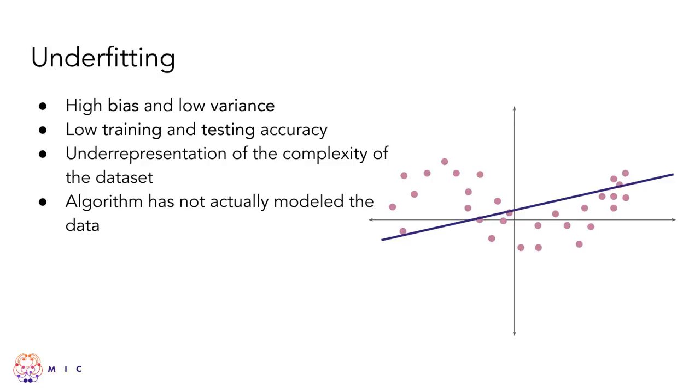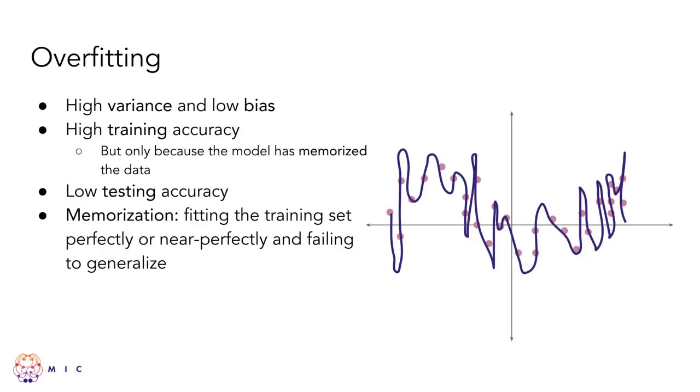However, this makes it fairly easy to spot and fairly easy to fix in comparison to overfitting. Overfitting is the opposite problem. Overfitting means you have high variance and low bias, meaning your results are all over the place. Overfitting is tricky because you typically have high training accuracy. When you're training, your results are great. It looks like everything is doing really well, but this is only because your model has memorized your data.